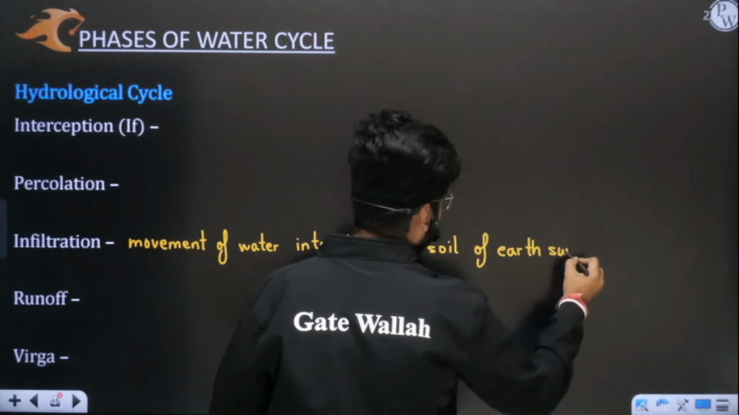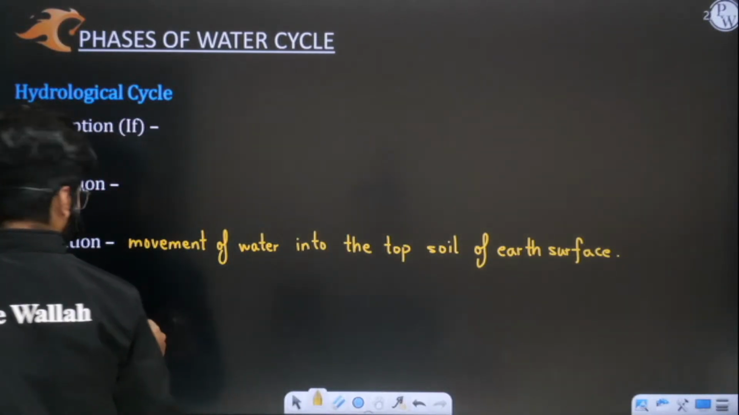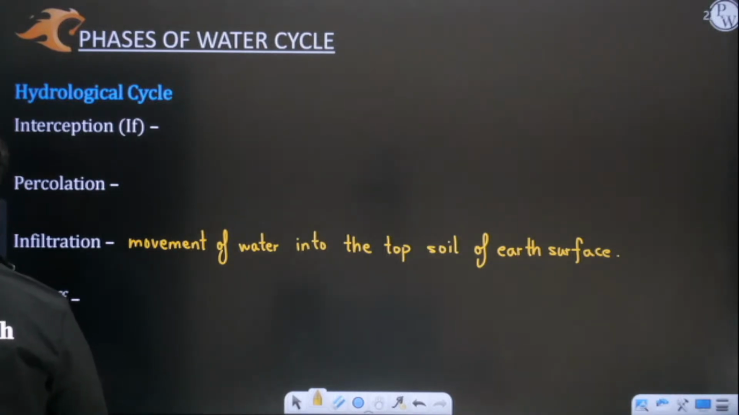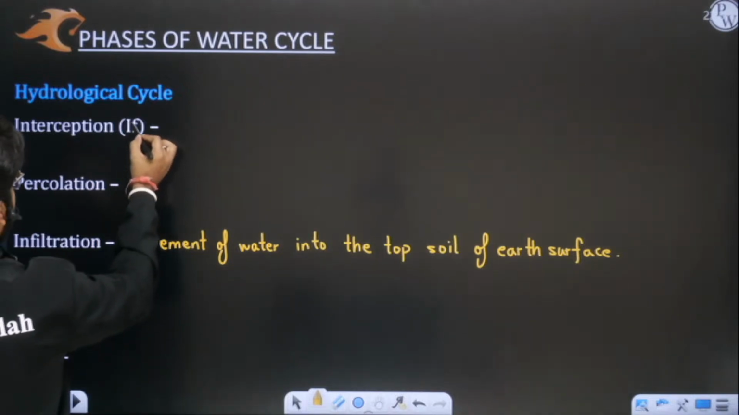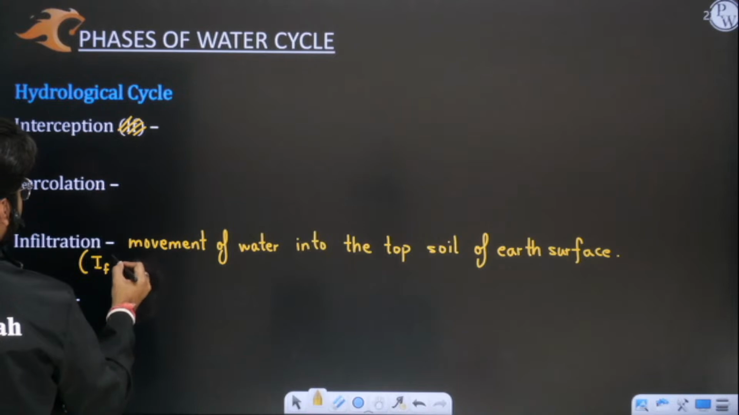These are different phases which I am indicating correspondingly in your diagram itself. So this is your infiltration. Infiltration will be denoted by IF.